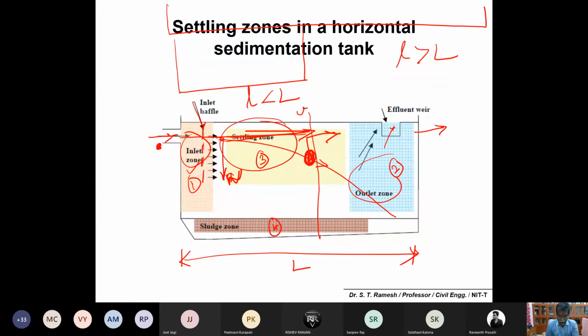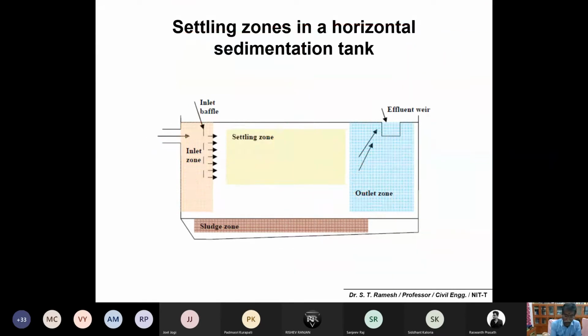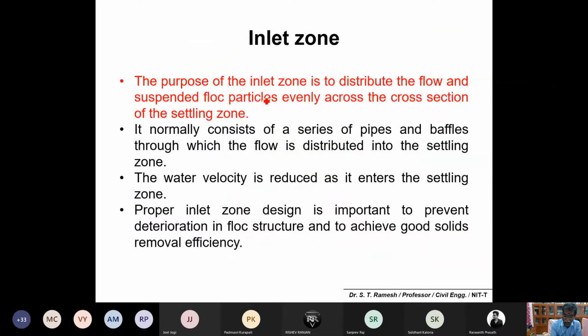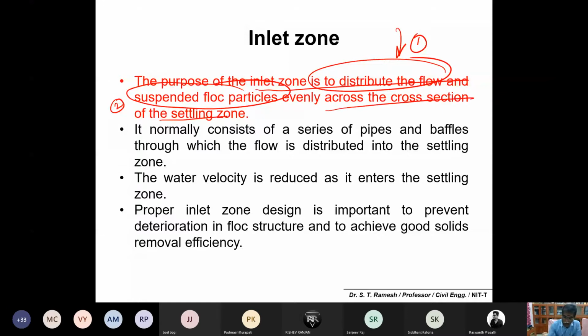So now just recall the inlet zone, outlet zone, sludge zone and settling zone. These are the 4. You'll see them one by one. The purpose of the inlet zone is to distribute the water. Please make a note on number 1: to distribute the flow and the suspended solids evenly across the cross section of the settling zone.